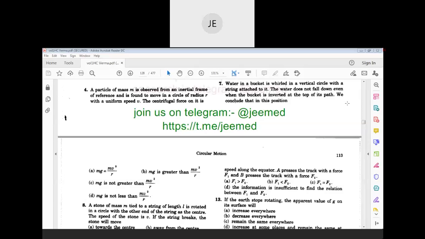Water in a bucket is whirled in a vertical circle with a string attached to it. The water does not fall down even when the bucket is inverted at the top of its path. We conclude that in this position, so what do you say? mg is equal to mv square by r, or mg is greater than mv square by r, mg is not greater than mv square by r, or mg is not less than mv square by r.